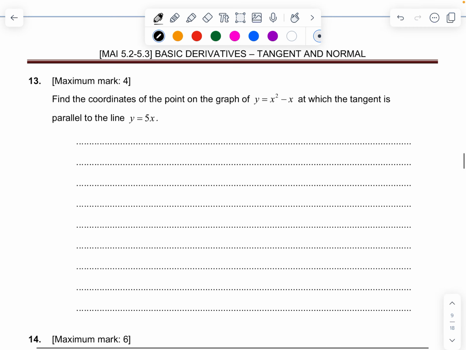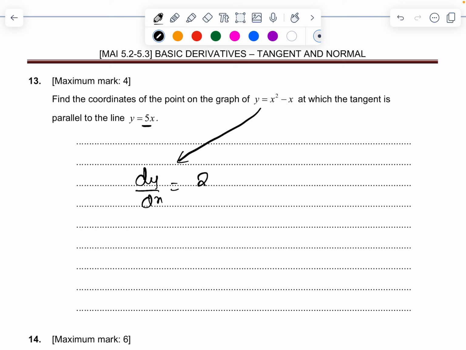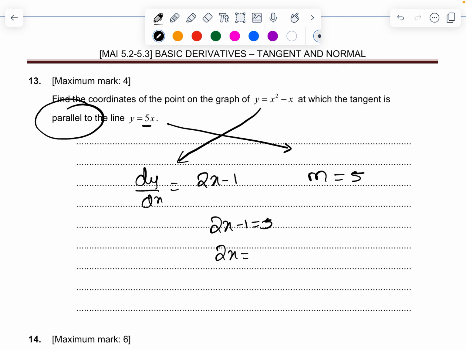Question number 13. Find the coordinates of the point at which the tangent is parallel to the line y equals 5x. So first of all, I'll find dy by dx. dy by dx equals 2x minus 1. For y equals 5x, the gradient is going to be 5. They are parallel, which means the gradient should be the same. 2x minus 1 should equal 5. So 2x equals 6, x equals 3.